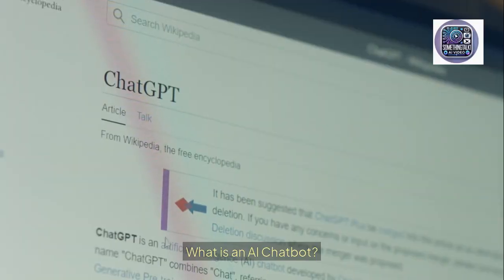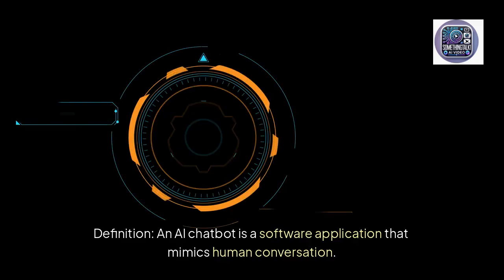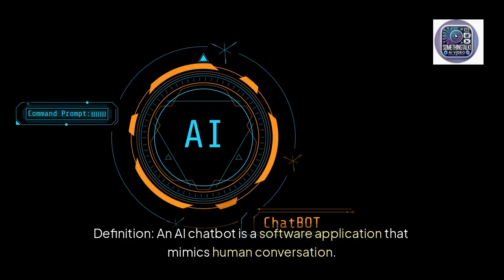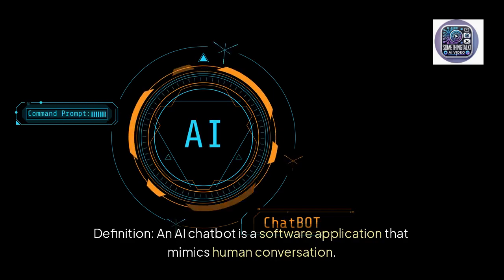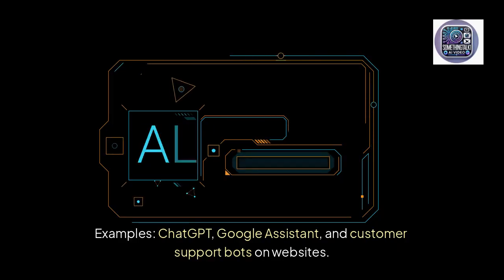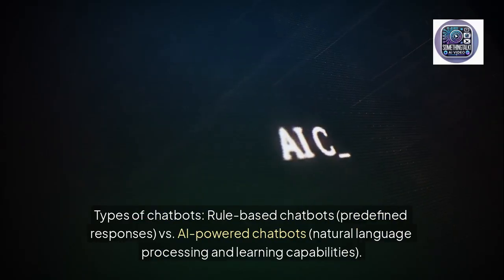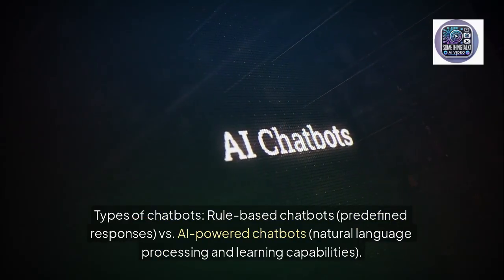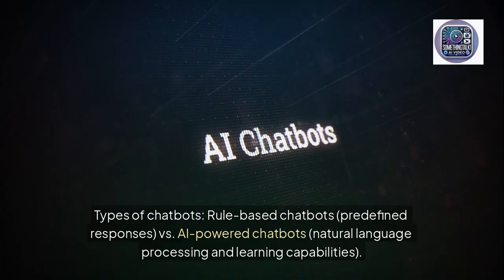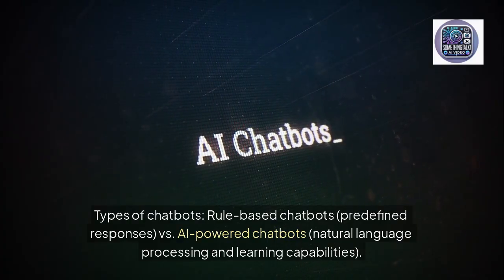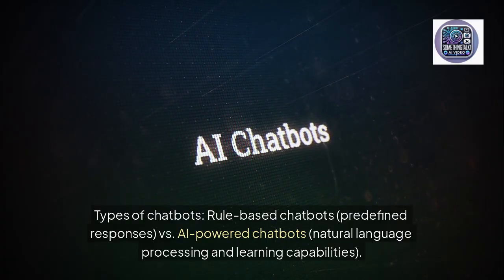What is an AI chatbot? Definition: an AI chatbot is a software application that mimics human conversation. Examples: ChatGPT, Google Assistant, and customer support bots on websites. Types of chatbots: rule-based chatbots with predefined responses, versus AI-powered chatbots with natural language processing and learning capabilities.